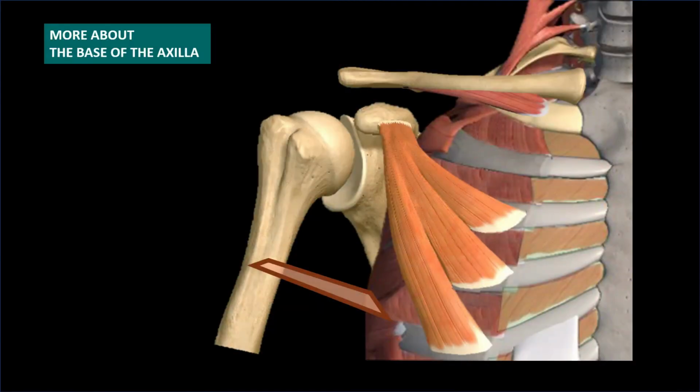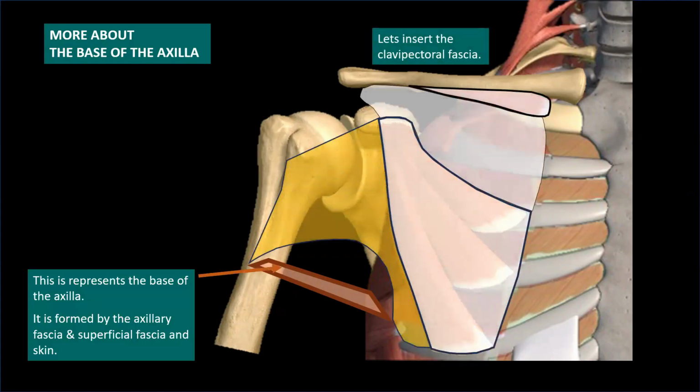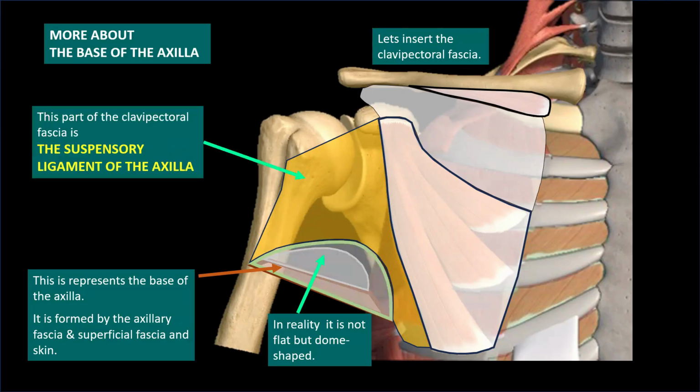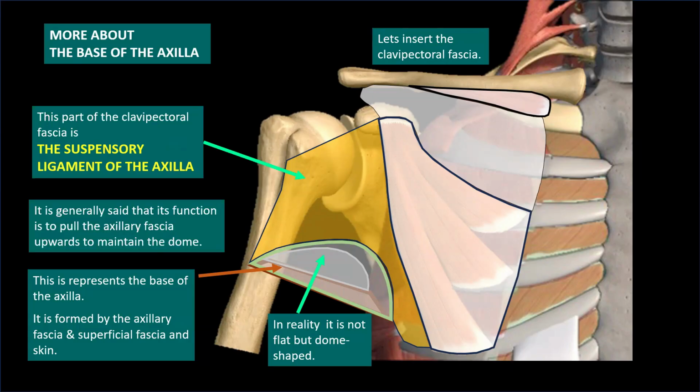More about the base of the axilla. Let's insert the clavipectoral fascia. This represents the base of the axilla. It is formed by the axillary fascia, the superficial fascia, and the skin. In reality, it is not flat but dome-shaped. This part of the clavipectoral fascia is a suspensory ligament of the axilla. It is generally said that its function is to pull the axillary fascia upwards to maintain the dome.